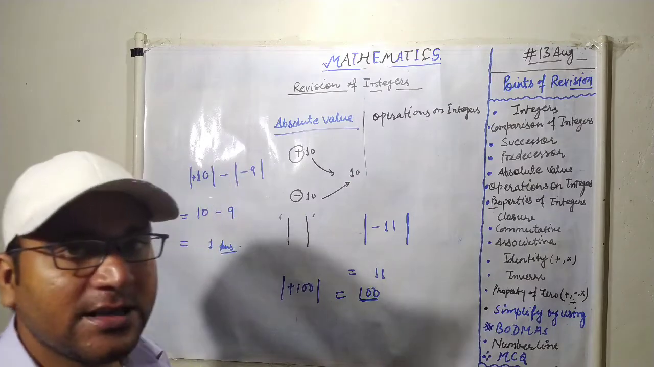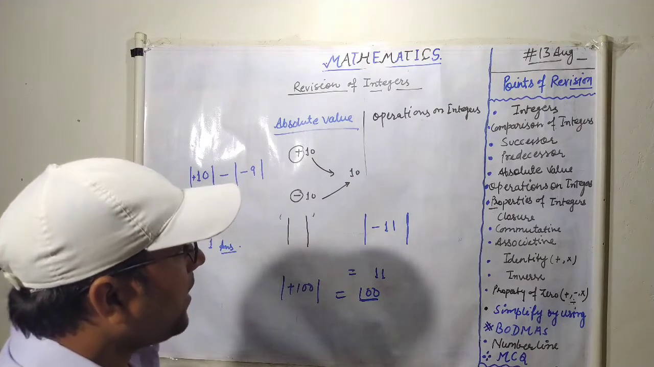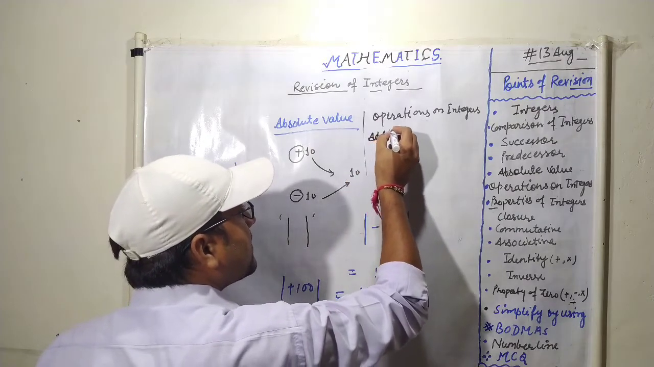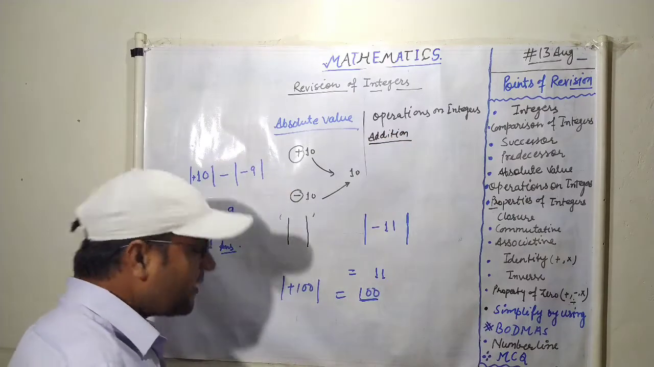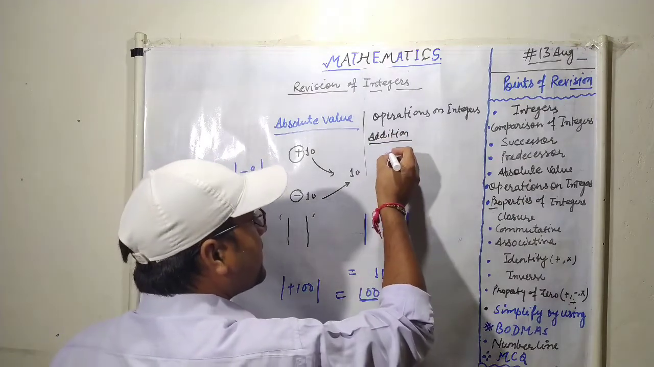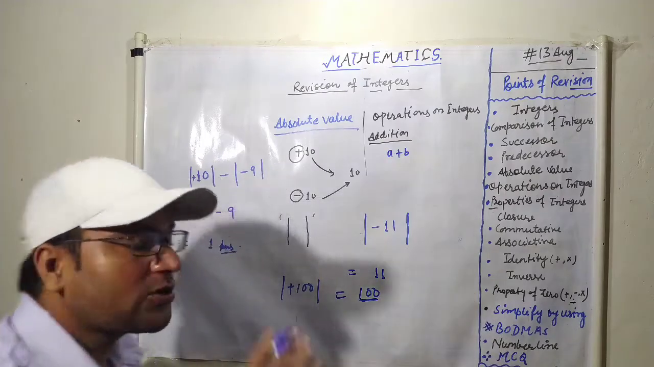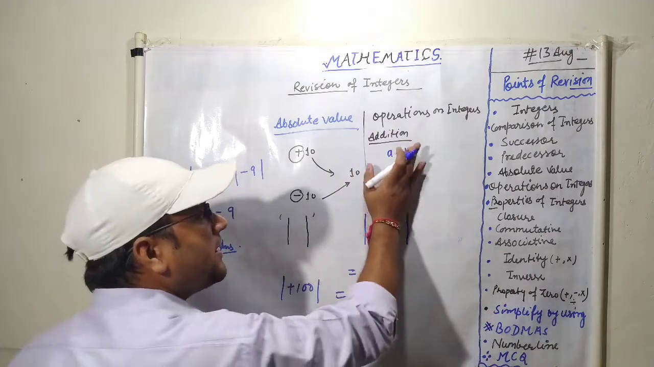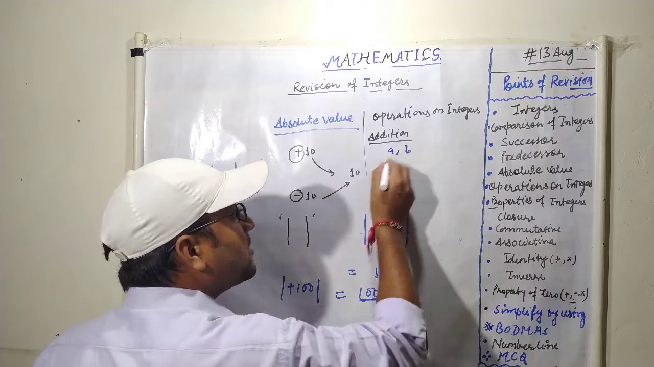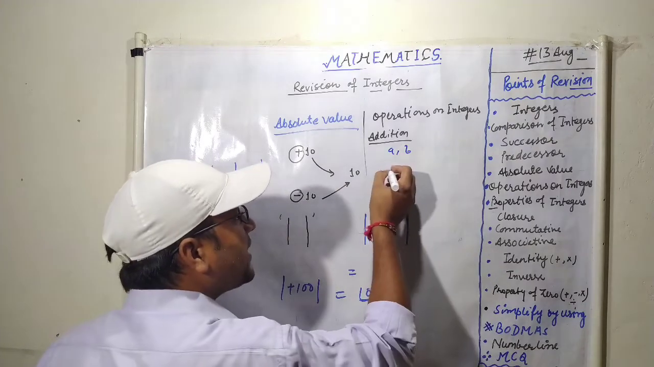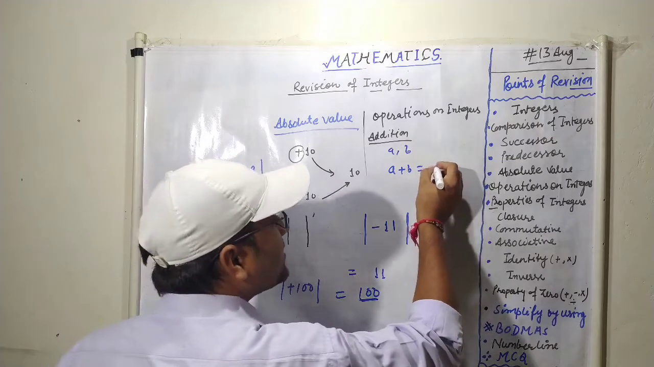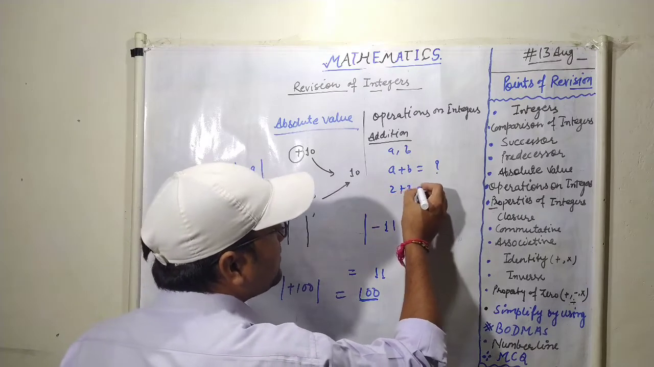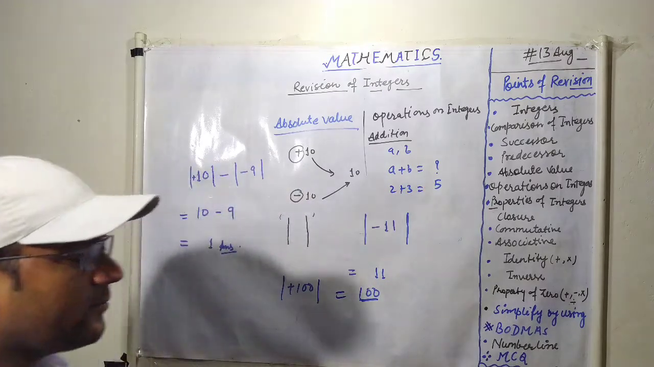Operations on integers means, first one, I am going to talk about addition. Suppose a plus b, both are positive. So how will you add this? a and b both are positive integers. It is very easy. a plus b, you will get another integer. Suppose 2 plus 3, what will you get? That is 5. Very easy, no? If both are positive.